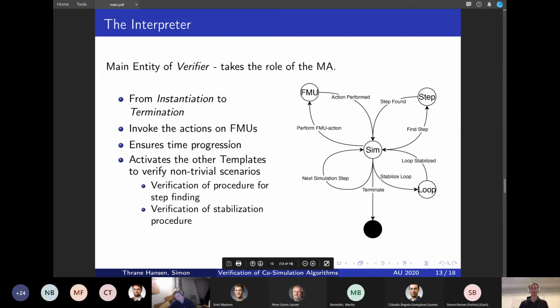So it has multiple states. It will come in here into the simulation mode, and then it would simply look to see, okay, should I invoke an action on the FMU, and then when that is performed, it'll go back here. Or should I find a common step between one of the FMUs? So it's basically invoking the other templates and ensuring time progression, and eventually it will terminate if there is a correct co-simulation algorithm that is being supplied. Otherwise, it will end up in a deadlock, which will be presented to the user.